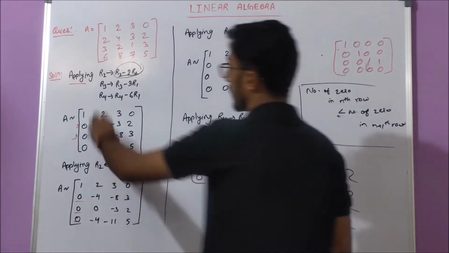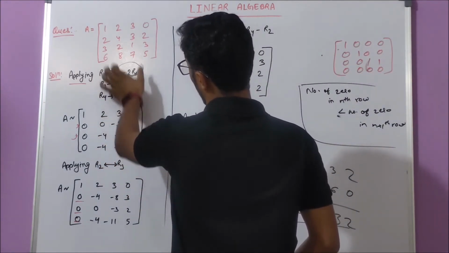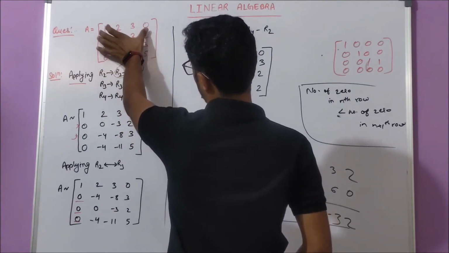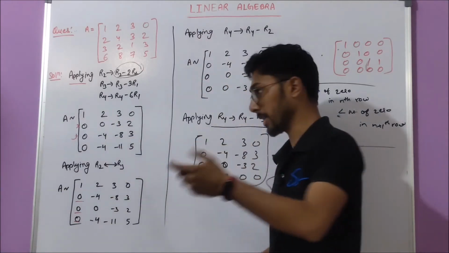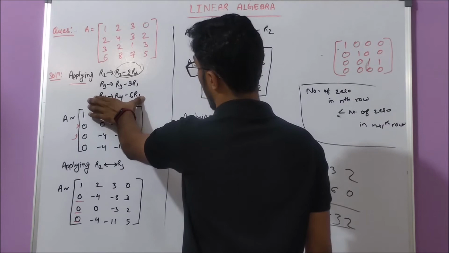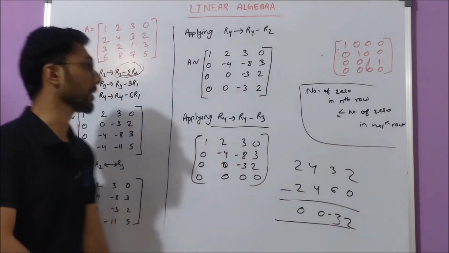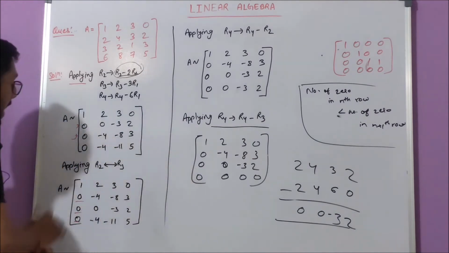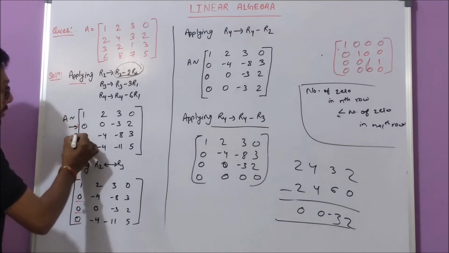And then I have done R3. In R3 I have applied R3 minus 3 R1. So I have subtracted 3 times R1 from R3. And in R4 I have subtracted 6 R1 from R4. Now I have got this. So in Echelon form of a matrix, we know that the number of zeros in the n plus 1th row should be greater than in the nth row. So it is violating the property.